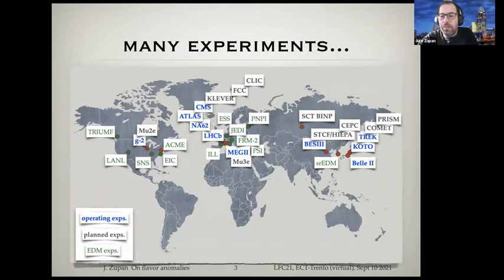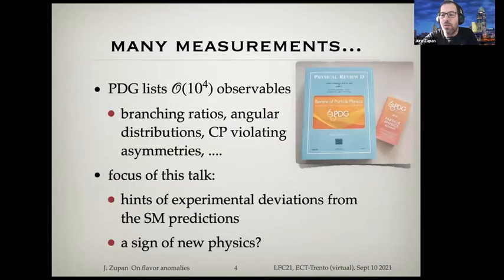What I collected here has a color coding that you can see. The blue means operating experiments where at least part of the program is devoted to flavor physics. The gray ones are the planned experiments. And then the green, which is many, are the EDM experiments of either the electron, the neutron, or the proton EDM experiments. So many experiments translate to many measurements.